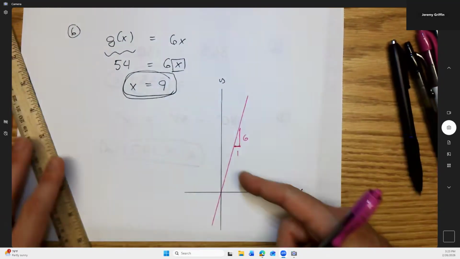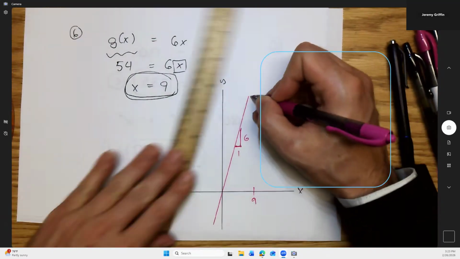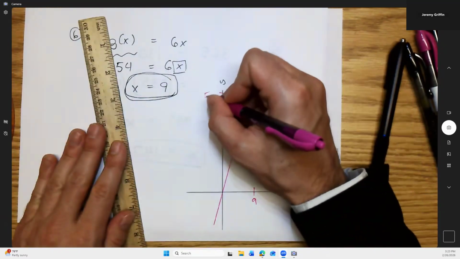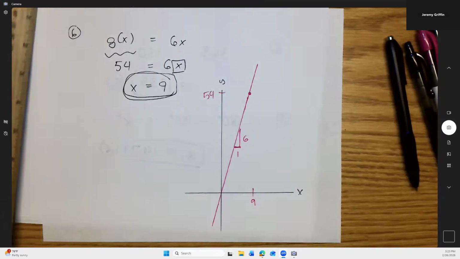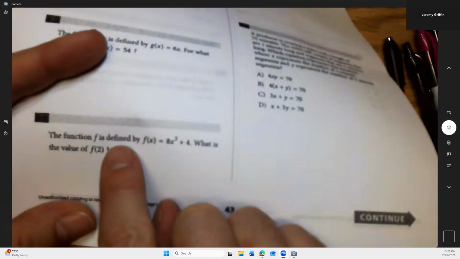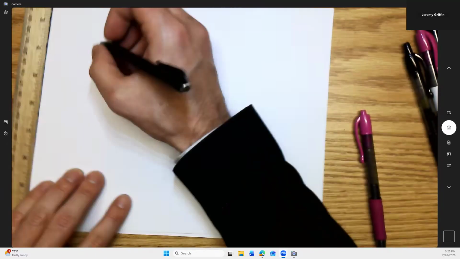And if you go out to a value of 9 out here, then where that would cross right here would be up here at 54. So you got the point (9, 54). All right, so there's a graphical interpretation. Number 7, we got f is defined by a cubic. You don't see too many of those on the SAT, but you see a few.